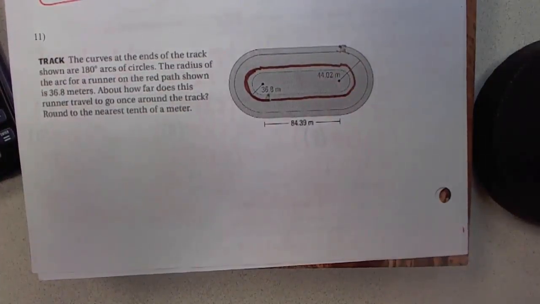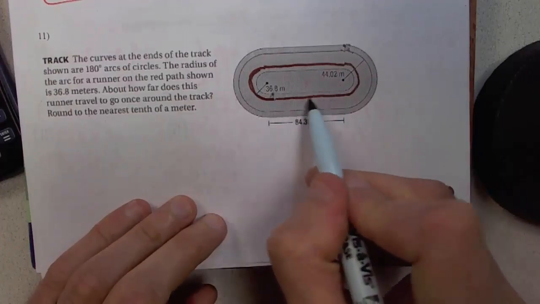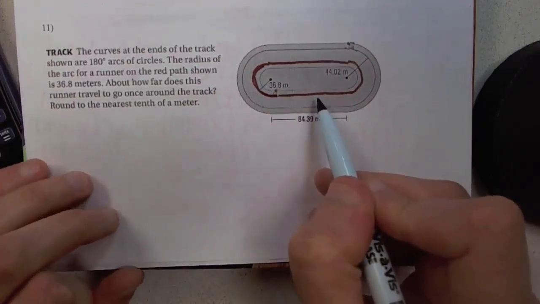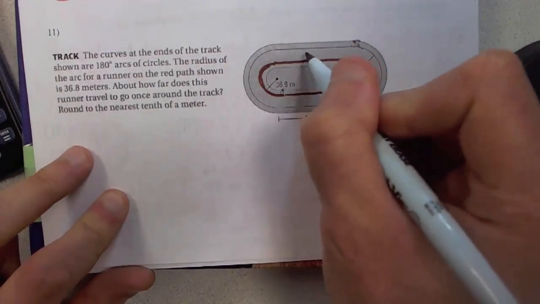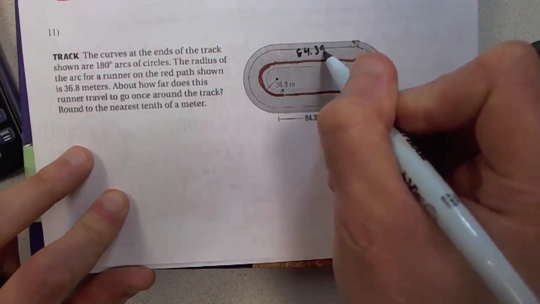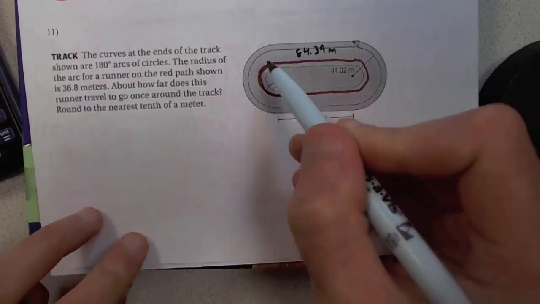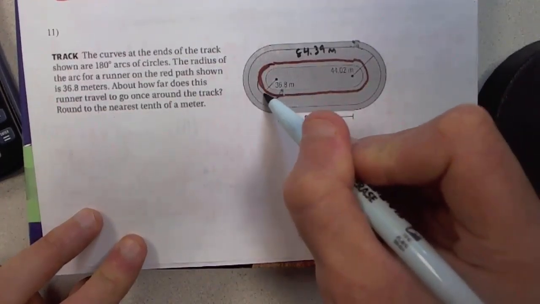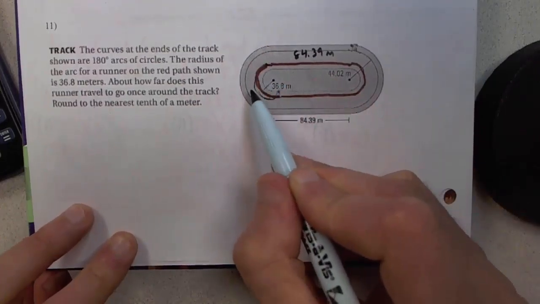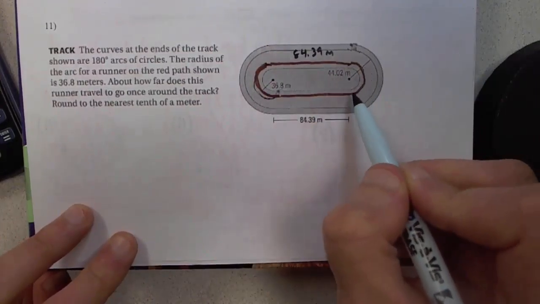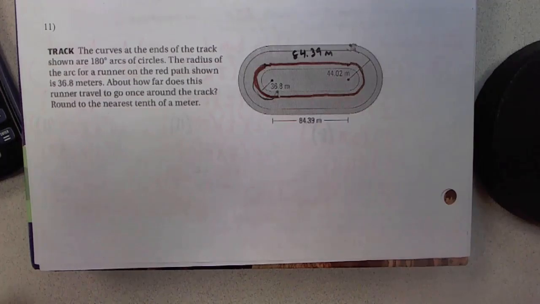And so what we notice here is that part of this is just a straightaway, right? What is this total distance? So I've got 84.39 here. I've got 84.39 here. Here I've got part of a circle, and here I've got part of a circle. Think to yourself, what fraction of the whole circle do I have here and here? There's actually two ways to do it. Why don't you pause the video and try this one yourself.